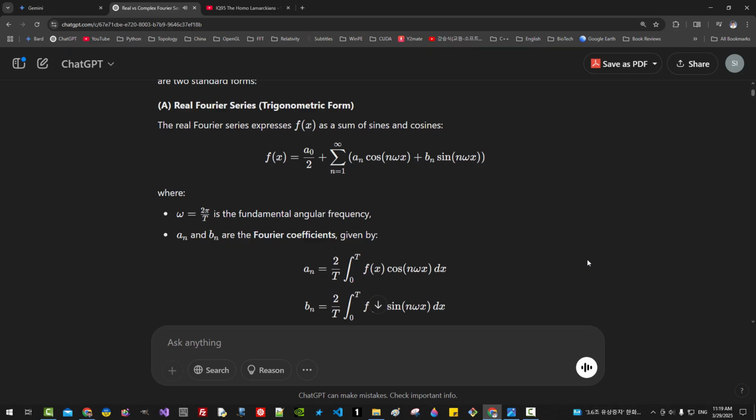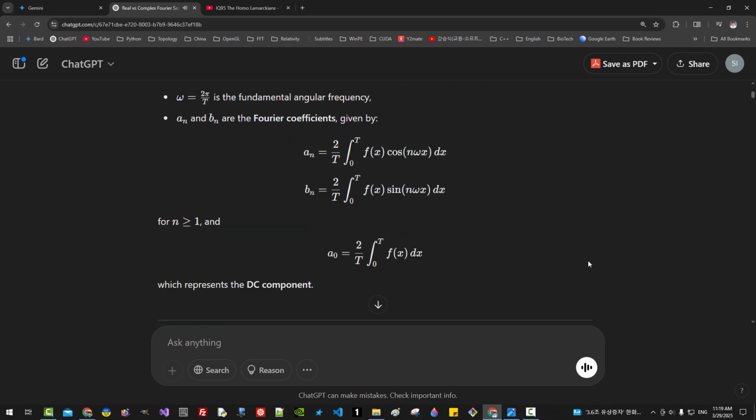f(x) equals a0 over 2 plus the sum from n equals 1 to infinity of (an cos(n omega x) plus bn sin(n omega x)), where omega equals 2 pi over T is the fundamental angular frequency, and an and bn are the Fourier coefficients given by an equals 2 over T integral from 0 to T of f(x) cos(n omega x) dx, bn equals 2 over T integral of f(x) sin(n omega x) dx, and a0 equals 2 over T integral of f(x) dx, which represents the DC component.